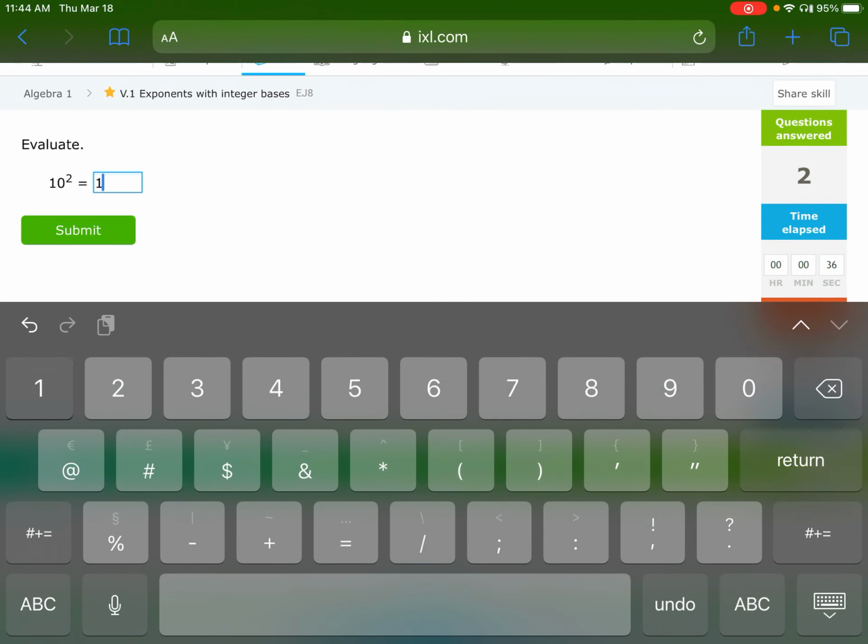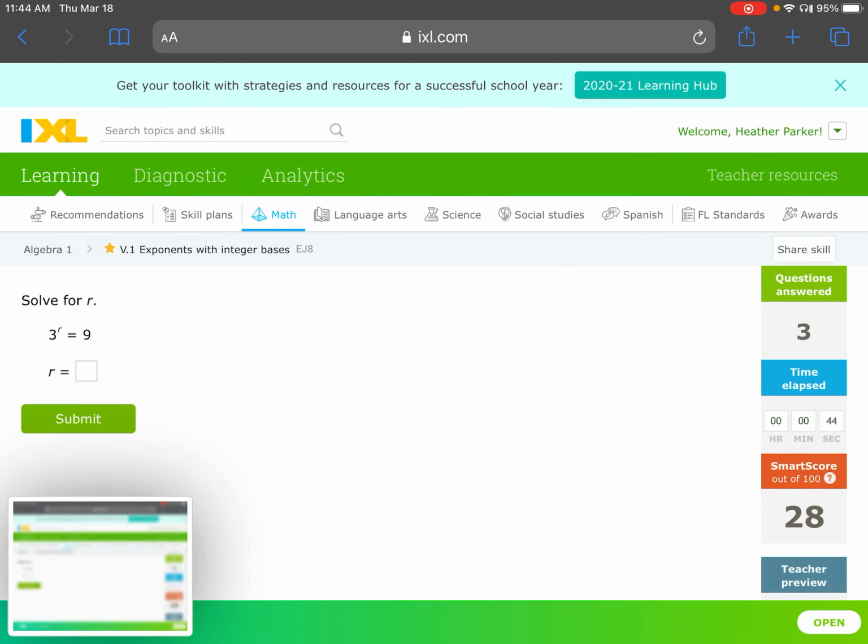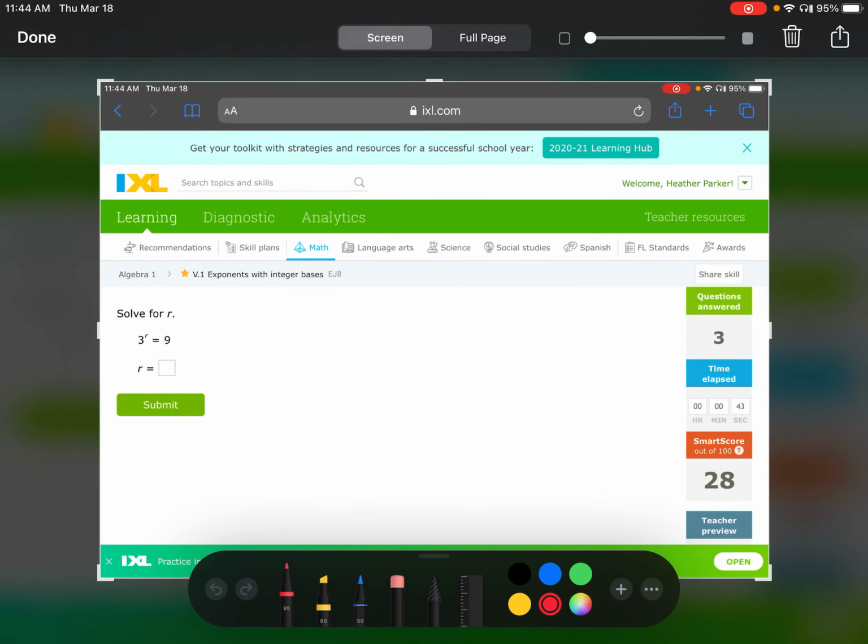Ten squared is 100. I'm going to work until I get to a certain kind. Okay, now this is the one I wanted to look at. When I am looking at ones where I'm given the base and I am given the answer, but I don't know the exponent, I need to figure out how many times to multiply 3 to get to 9.